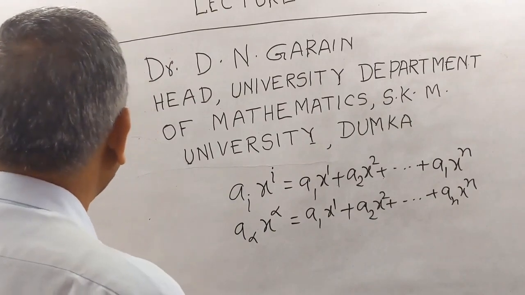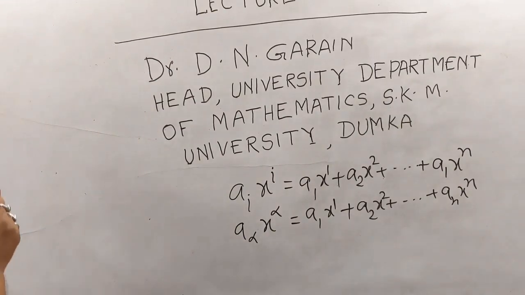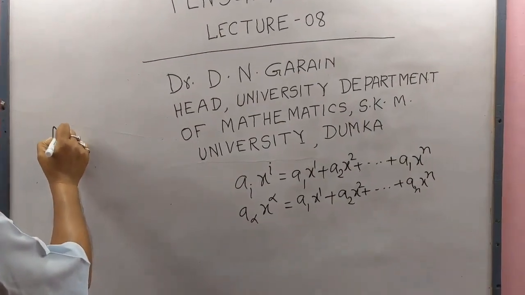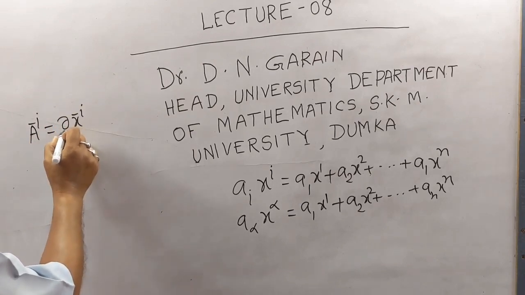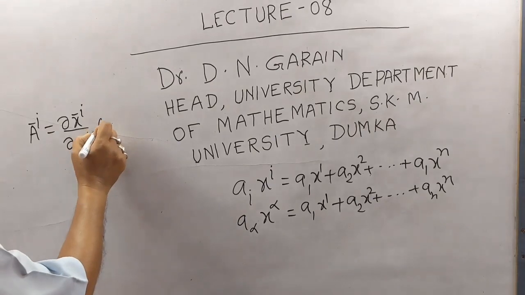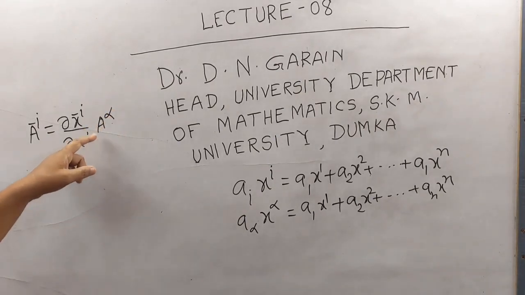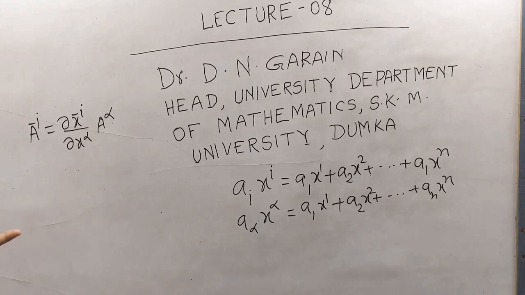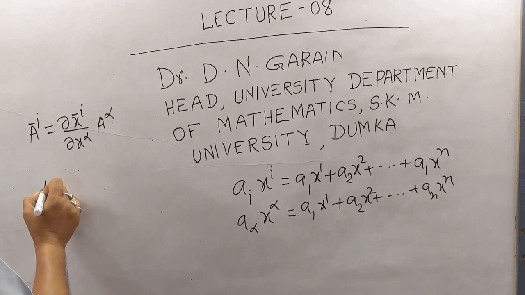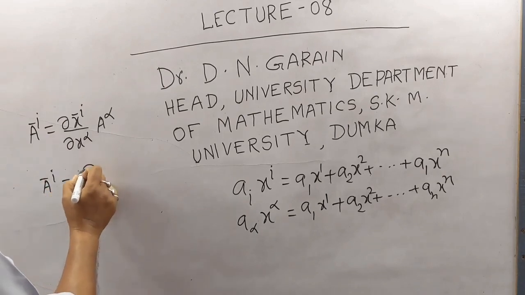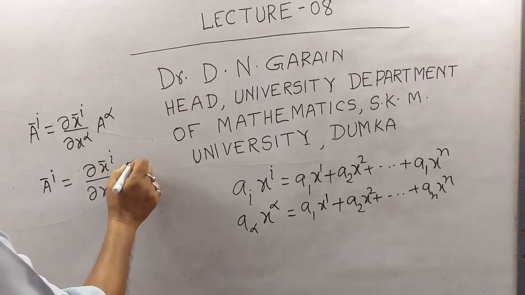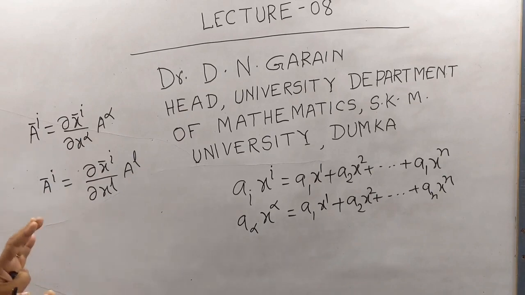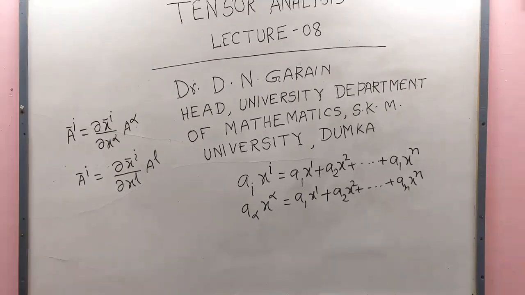Also in a contravariant tensor, a contravariant vector, we have already seen that A bar i equals del x bar i by del x alpha times A alpha. We have used alpha here as a dummy suffix. So in place of alpha, we may also write any index, that is, A bar i equals del x bar i by del x l times A l. We may write any index which will be a repeated suffix.